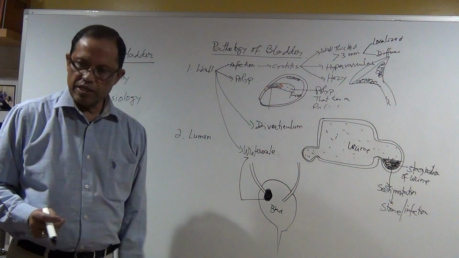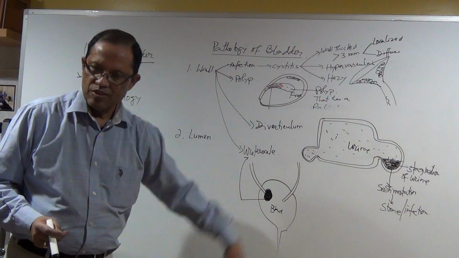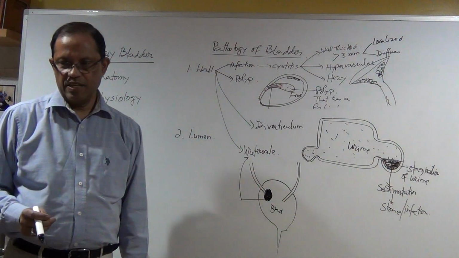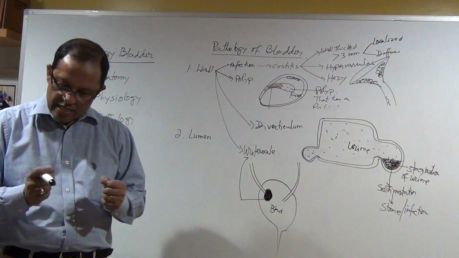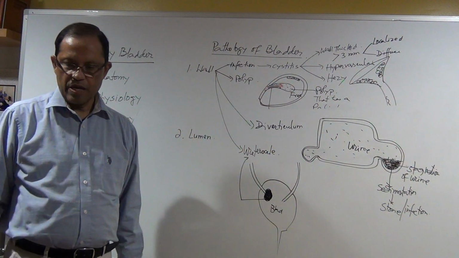Why is this ureterocele developed? Because the urine failed to be released into the bladder. As a result, it gets dilated with the pressure. Ureterocele.